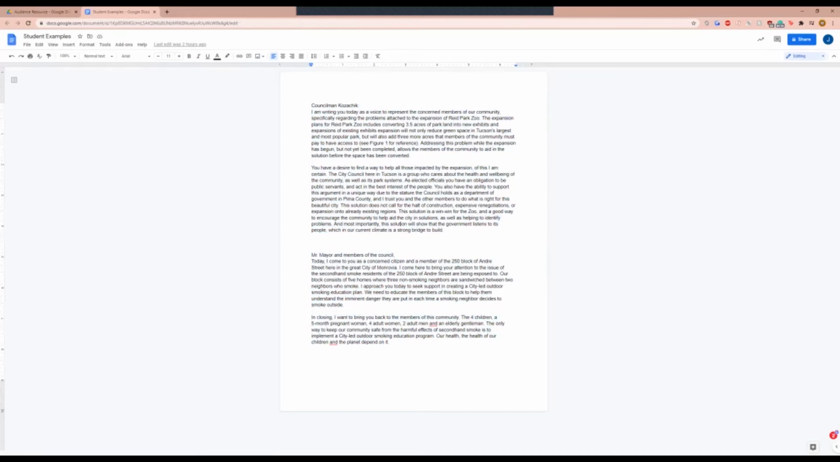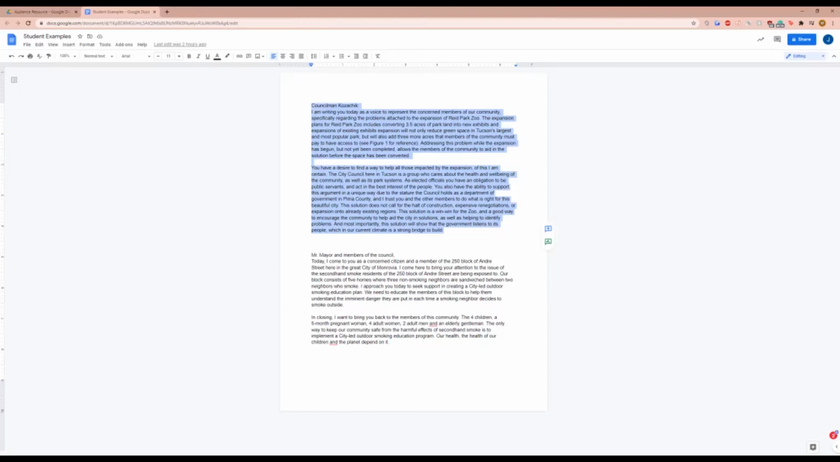And the first example here, the top one right here, is written to a specific council member in the student's community. And in her letter, she proposes a solution to the ongoing expansion of the zoo in her community. So writing to a specific member of her city's council was a great choice, as he's probably the member on this decision-making body with the most legislative power to actually put her solution into place.